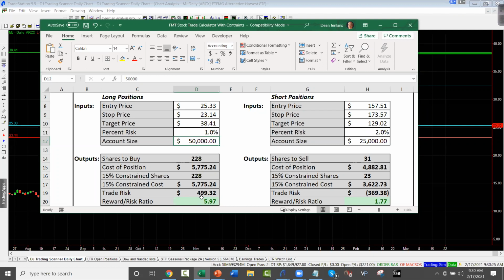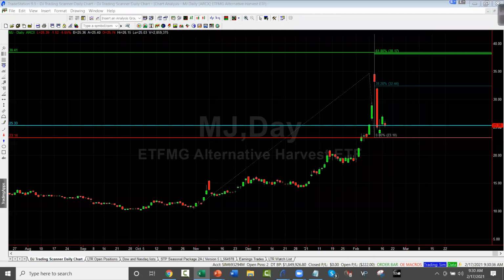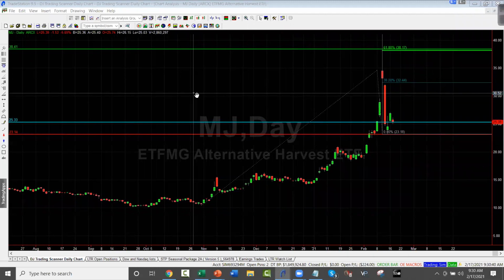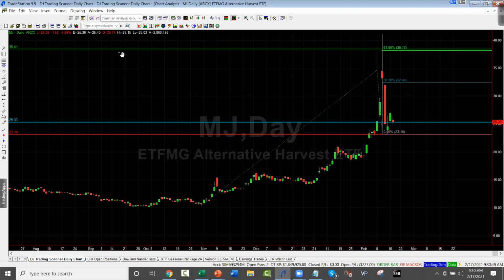All right. I said I was going to show how to place some orders and some order types. So let's do that. Market's open. I'm going to pull this spreadsheet to the side. Remember that number, 228 shares. So I'm using TradeStation here. It doesn't matter what your platform is. My order entry screen is going to look a little different than yours, but the terminology is going to be the same.